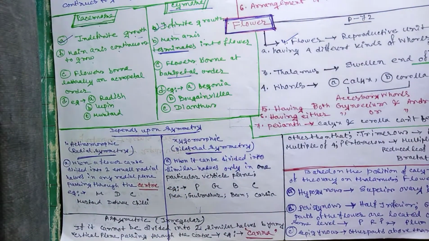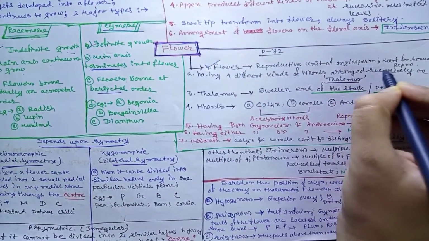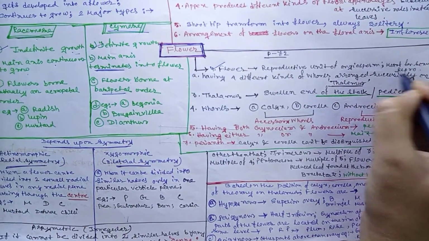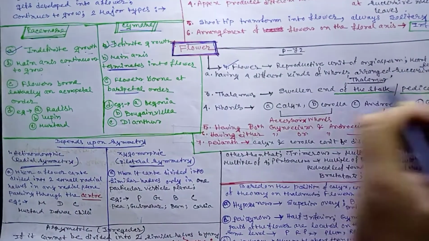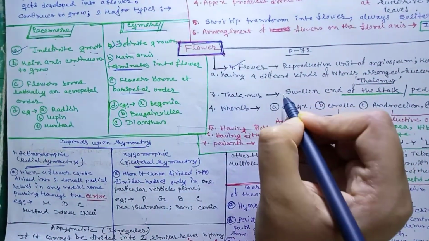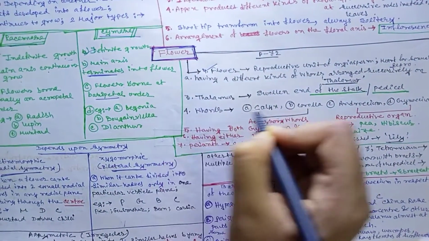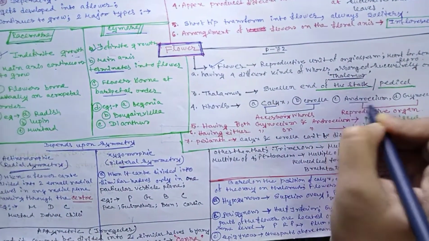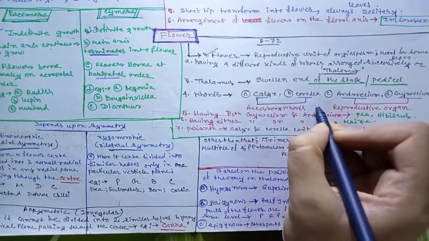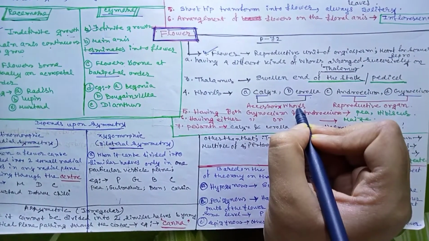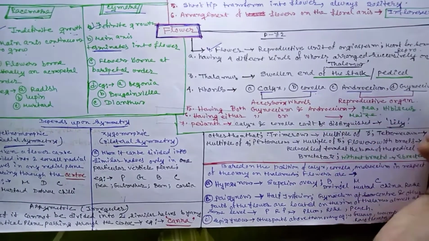What is a flower? Reproductive unit of angiosperm, meant for sexual reproduction. Having four different kinds of whorls arranged successively on the thalamus. What is thalamus? Swollen end of the stalk or pedicel. Whorls: calyx, corolla, androecium and gynoecium. Calyx and corolla are accessory whorls, and androecium and gynoecium are the reproductive organs.